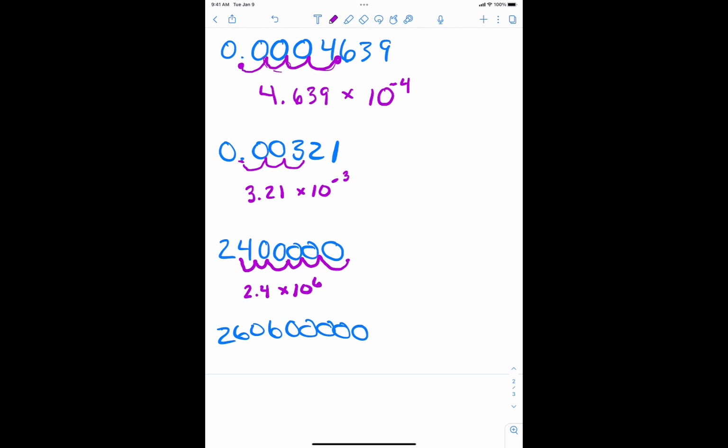In that next number, similarly, that decimal place would be there. I would say 1, 2, 3, 4, 5, 6, 7, and 8. So it would be 2.606 times 10 to the +8. Positive 8 because it's a big number, or because I moved it to the left. Either way of thinking works.